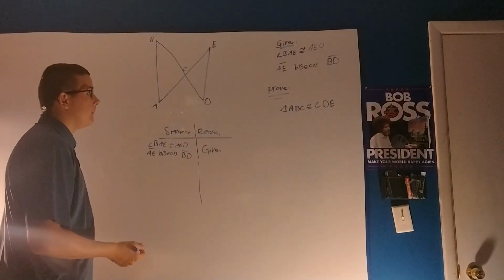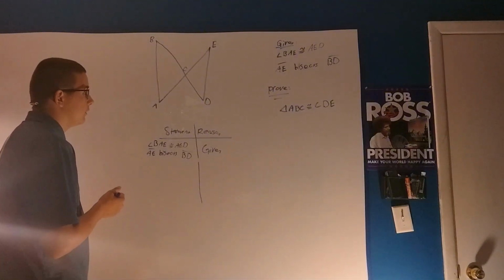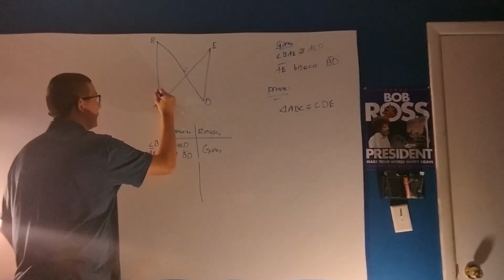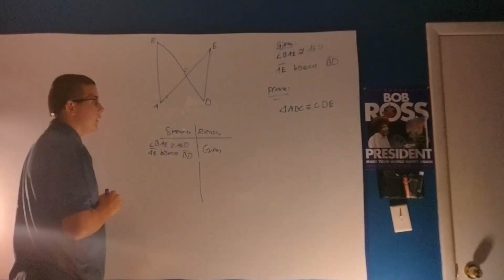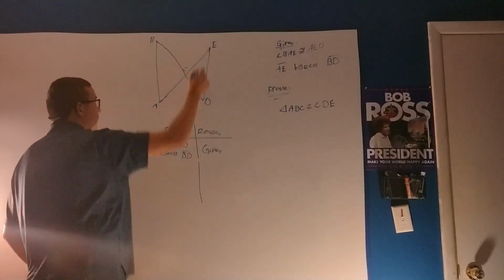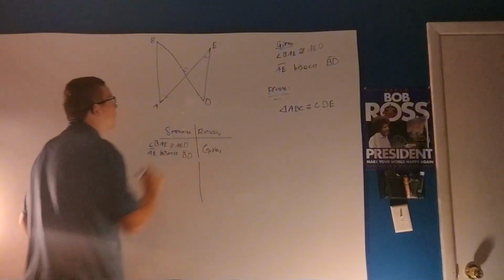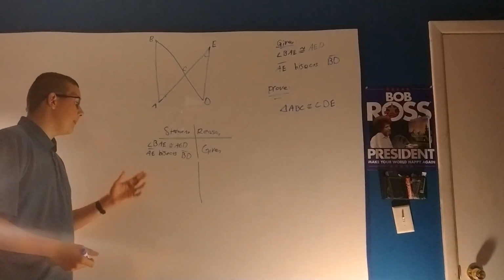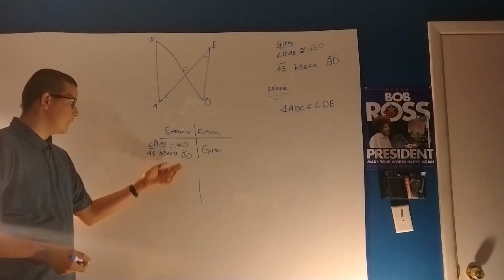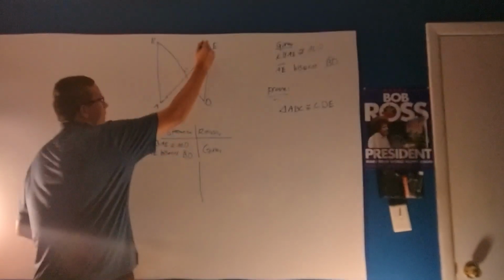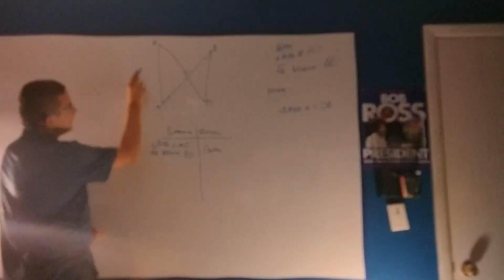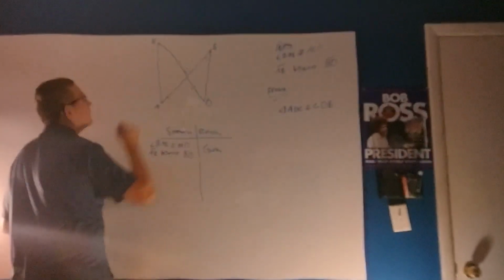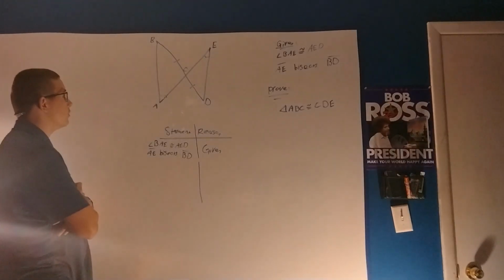And again, I like to write this out on the diagram. So angle BAE is congruent to AED. So BAE, right here, is congruent to AED, right here, like that. So those angles are congruent. We're also told that AE bisects BD. So AE right here bisects BD, which means that this and this are going to be congruent.